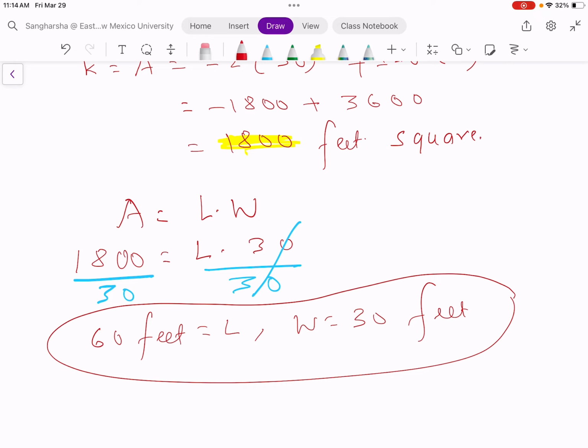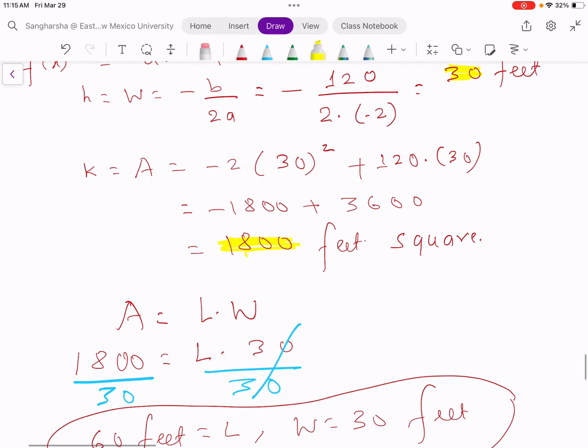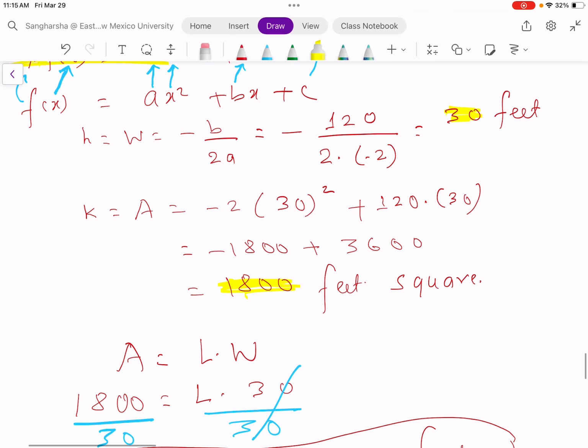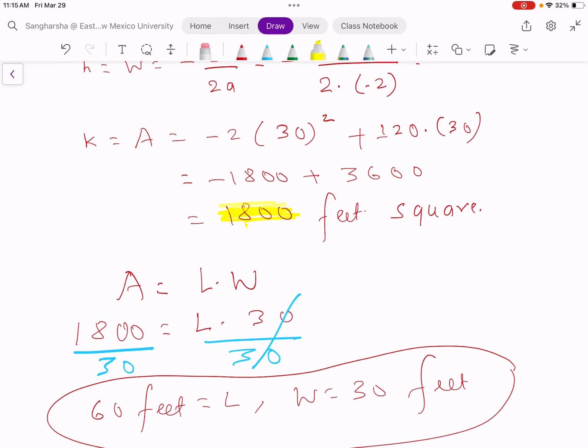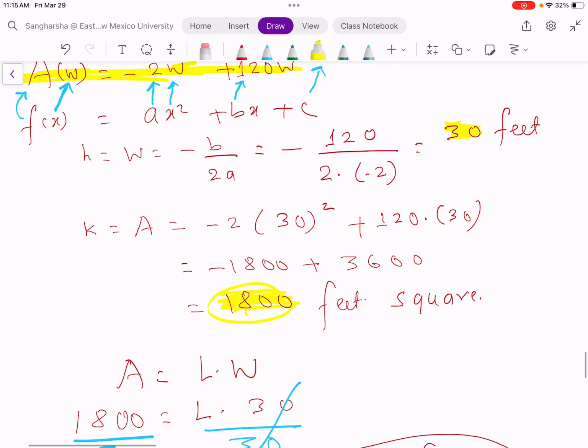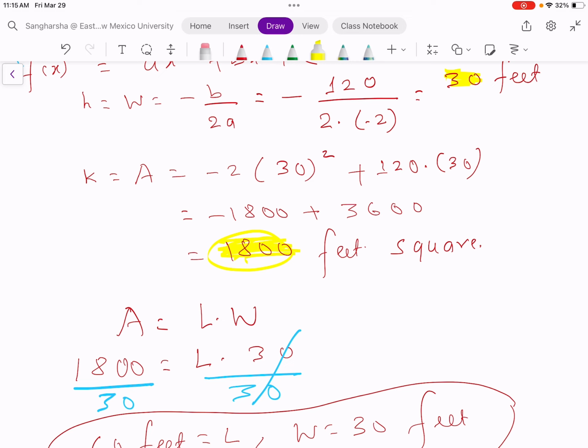So here the general concept is that if you are asked to find a maximum or a minimum, then you are finding the vertex. You find the vertex and you have the answer. The y coordinate gives us the maximum. Here our function is the area function, A is the area function, and the maximum area is the y coordinate. We find this maximum area when our width is 30 feet. So if you are asked for a maximum or minimum, find the vertex.